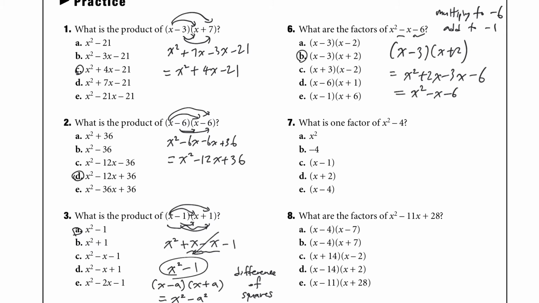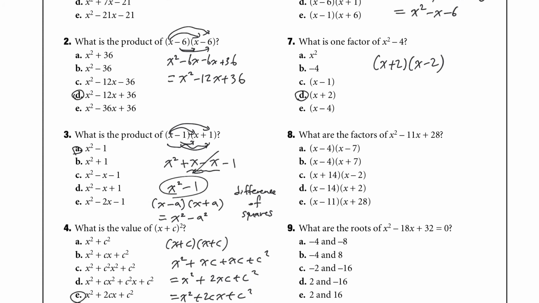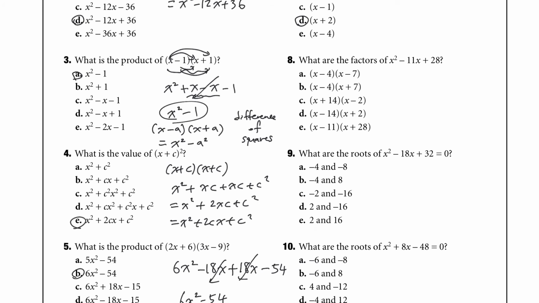What is one factor of x squared minus 4? This is again difference of squares. So one factor here, the answer is D. What are the factors of x squared minus 11x plus 28? Again, you want a times b to be 28, where a and b are the factors, and a plus b is negative 11. You'll quickly realize that negative 7 and negative 4 give you that result. So the answer is A.